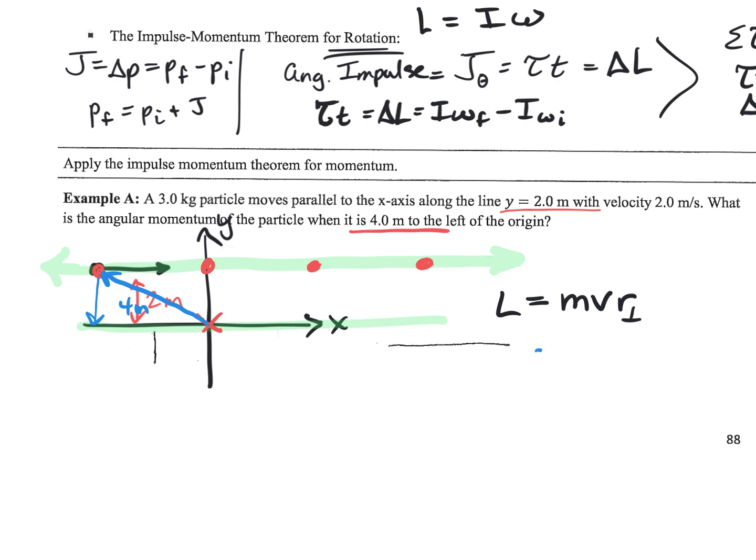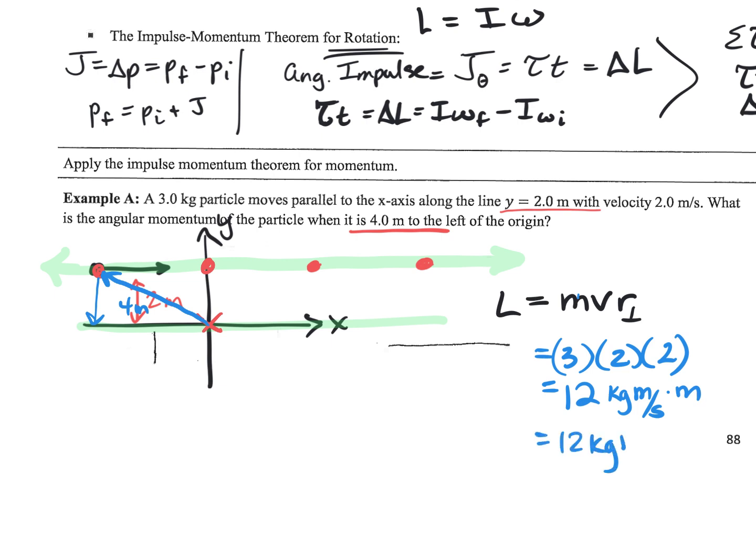So when we do this guy, we just say, okay, this is 3 kilograms, moving at a velocity of 2 meters per second. Our perpendicular is 2. So this ends up being 12, and the units are, go figure, kilogram meters per second times meters. So this is 12 kilogram meters squared per second. That is the units for angular momentum.